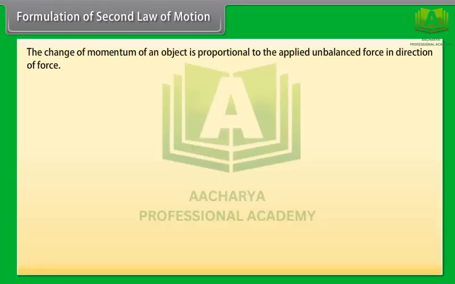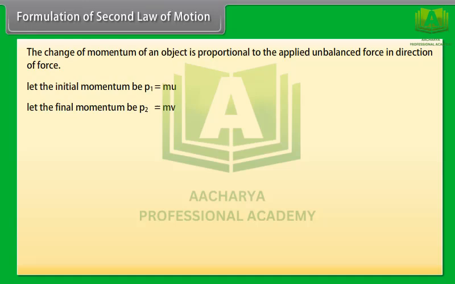The change of momentum of an object is proportional to the applied unbalanced force in the direction of force. Let the initial momentum be P1, which is equal to mu. Let the final momentum be P2, which equals mv. The change in momentum is P2 minus P1, which equals mv minus mu.